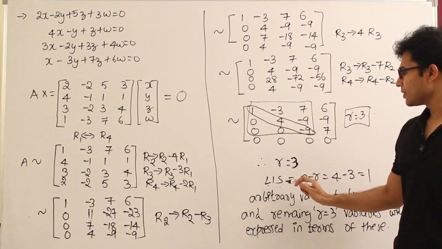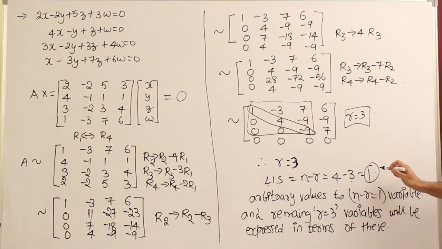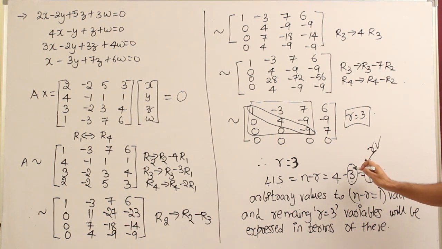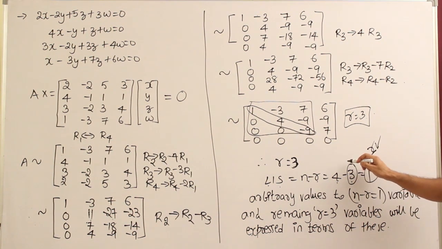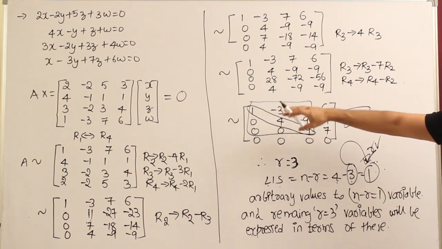Then what about the linearly independent solutions? It is again n minus r. What is n minus r? 4 minus 3, which is equal to 1. Therefore we have one linearly independent solution. Then what can we do? We can assign a random value to one variable, and the remaining r variables we have to find in terms of this random variable, right? So I'll just erase this and do it again there.